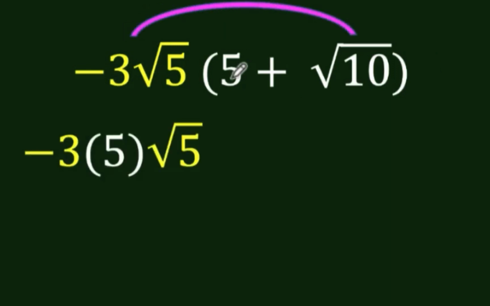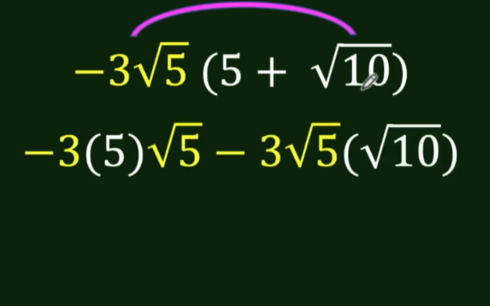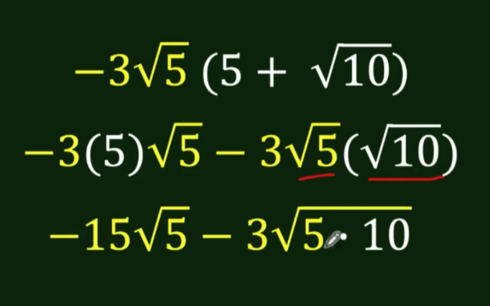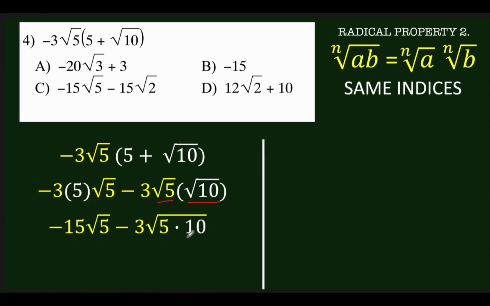Then distribute the same monomial factor to the second term of the binomial. That is the result. Here in the first term, we have negative 3 times 5 which is negative 15. Then in the second, we have square root of 5 times square root of 10. Since the indices are the same, we can write them as one radical. The radicand is the factors 5 and 10. This 10 can be written as 2 times 5. All the rest are copied.